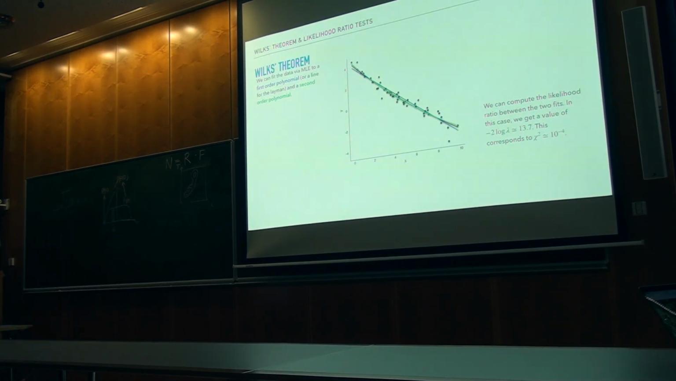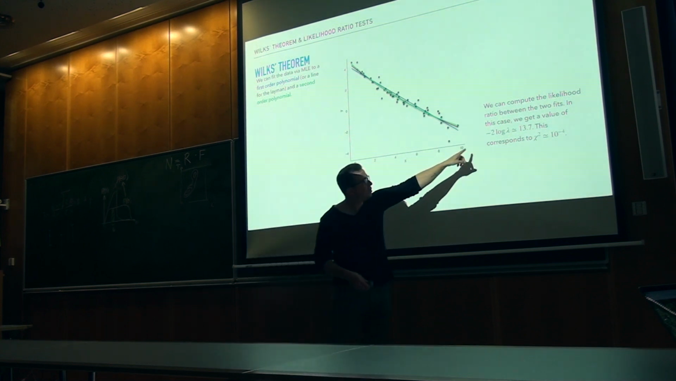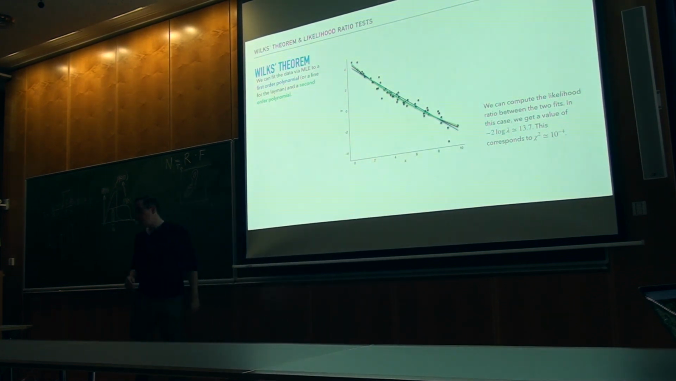But the question is how I can compute what my likelihood ratio is between these two different fits, and I get that this is about 13.7, or the chi² p-value is 10 to the minus 4.